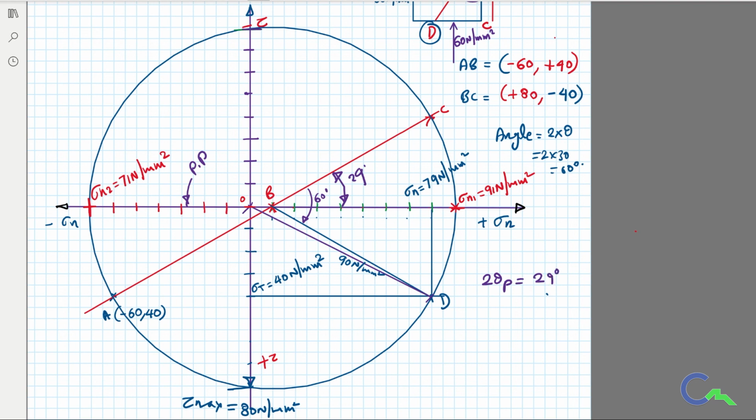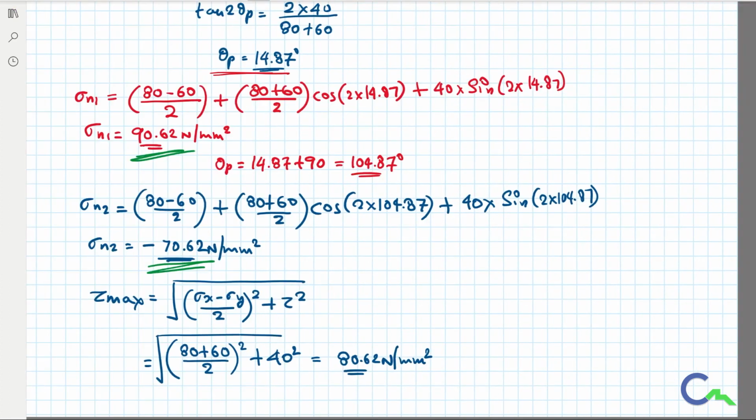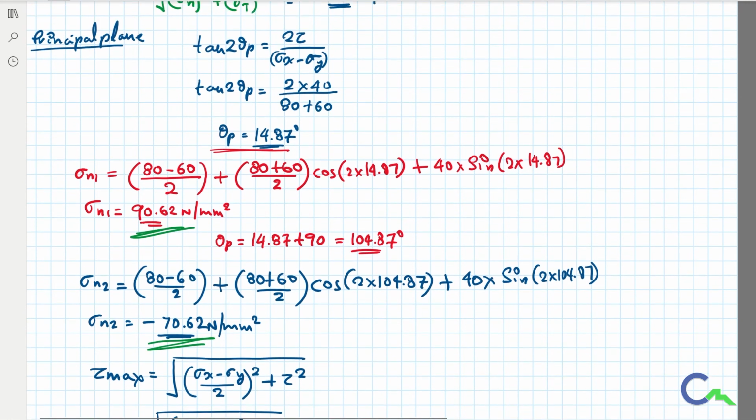Always, whatever angle we get in the Mohr circle, that is 2 times the actual angle. Therefore theta p is equal to 29 divided by 2, we will get around 14.5 degree. That is the angle of the principal plane with respect to BC, so the horizontal line, the x-axis, is the principal plane. If I go back to the analytical method, the principal plane makes an angle of 14.87 degree. So we got almost all the values similar. So this is the Mohr circle method.